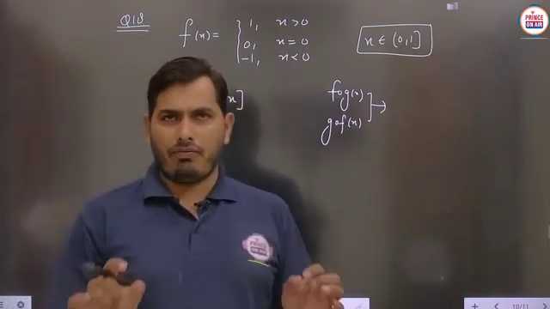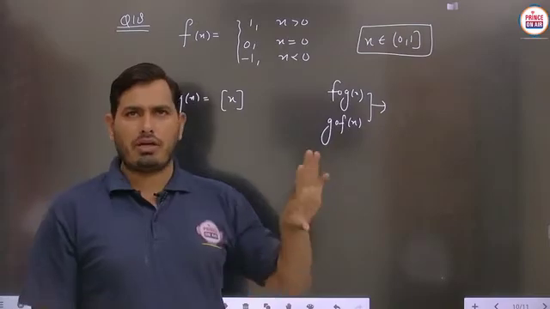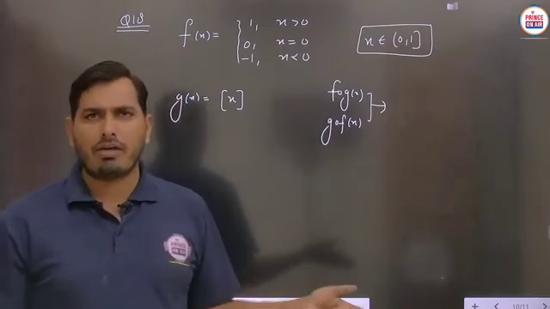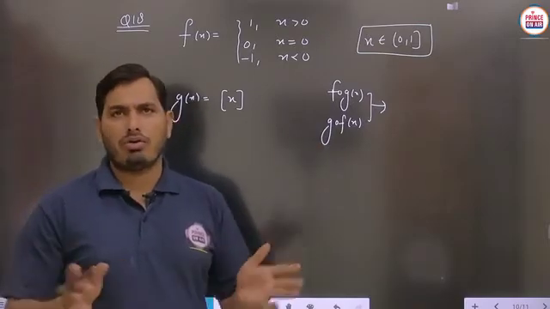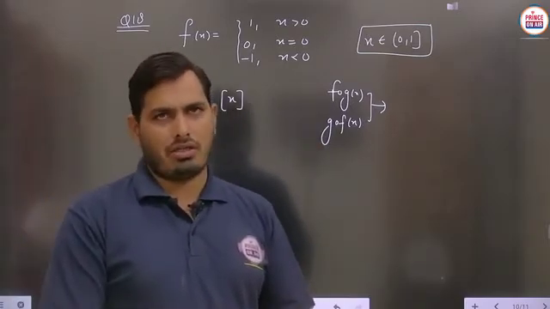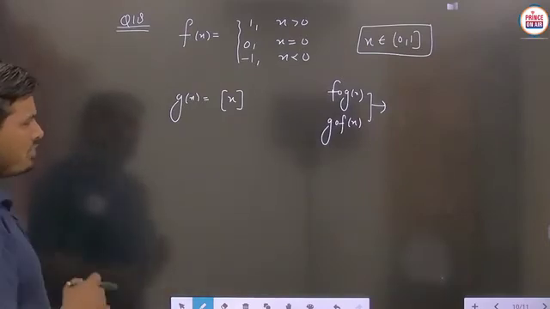So basically, if we are able to draw the same graph of this part and this part, then definitely they will coincide. If the graphs differ in this particular interval for the two functions, then we can say that they do not coincide with each other. So basically students, first of all, we have to calculate fog(x) or gof(x).